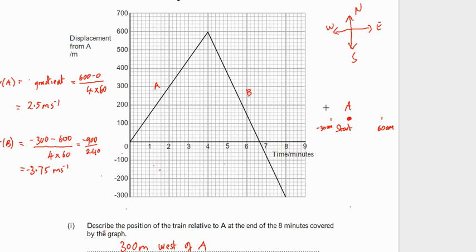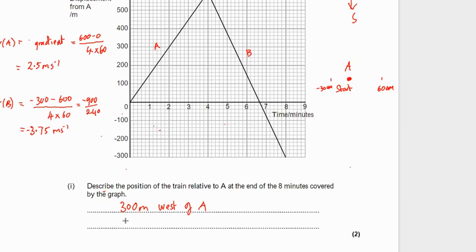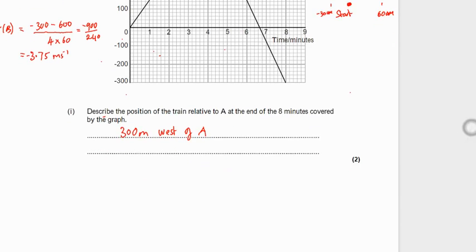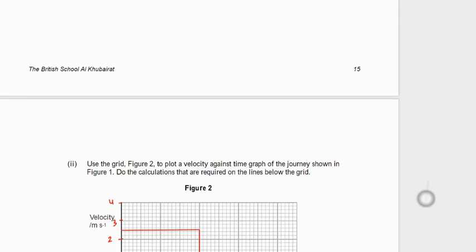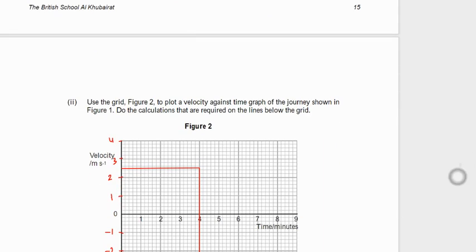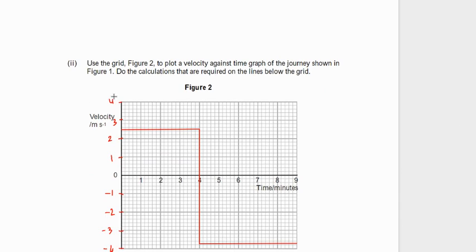Okay, so west of the starting point. Starting point is that way, let's say, and west is going that way. Okay, so 1 mark for saying 300 meters west of A, for the second mark. Right. Now it says use the grid figure 2 to plot a velocity time graph of the journey shown in figure 1. Okay, velocity time.